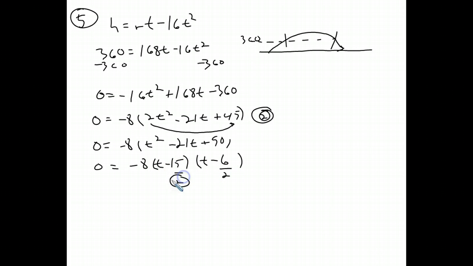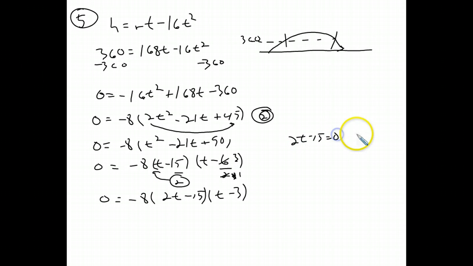15 over 2 won't reduce, so pull your 2 up with the t. 6 over 2 will reduce to 3 over 1, so we don't have anything to pull up over here. So we're still left with 0 equals negative 8, 2t minus 15, times t minus 3. This one doesn't have a t, so we're not really going to worry about it. So take them all, set them to 0. 2t minus 15 equals 0, and t minus 3 equals 0.